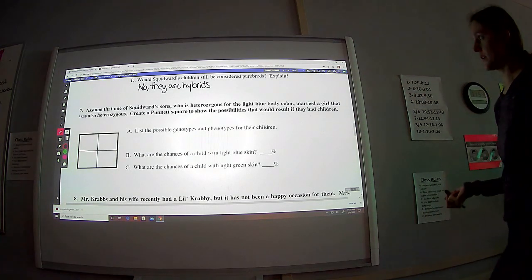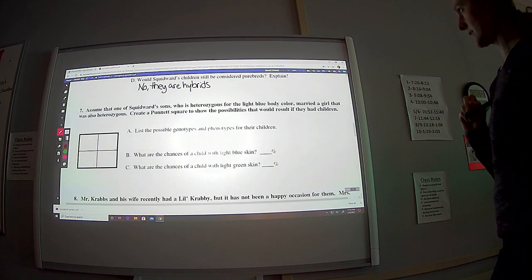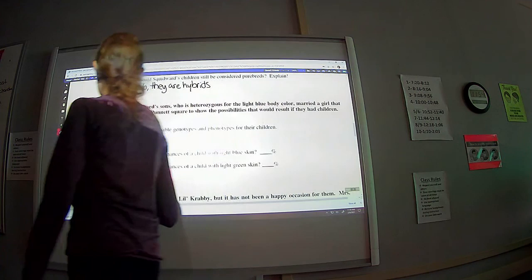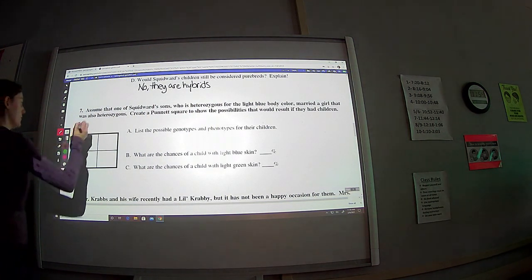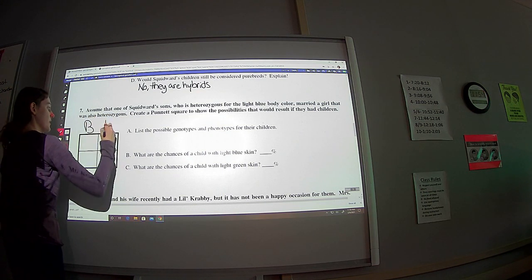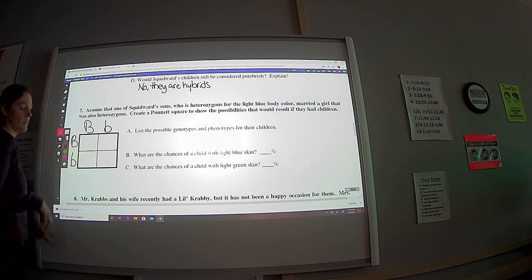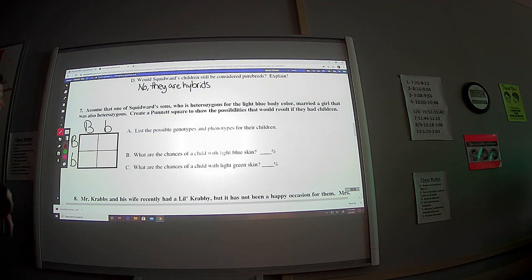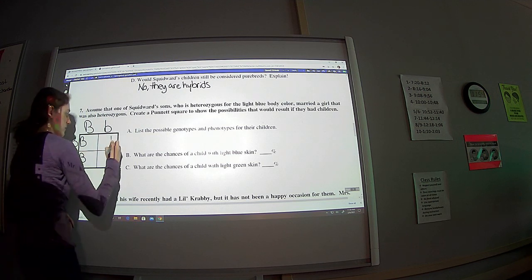Assume one of Squidward's sons, who is heterozygous for light blue body color, married a girl that was also heterozygous. Create a Punnett square showing if they had kids. So we're using the letter B again. So one of his sons was heterozygous, and they married a girl that was heterozygous. Whenever you combine two heterozygous things together, that's where things get crazy because you end up with every possibility that could.